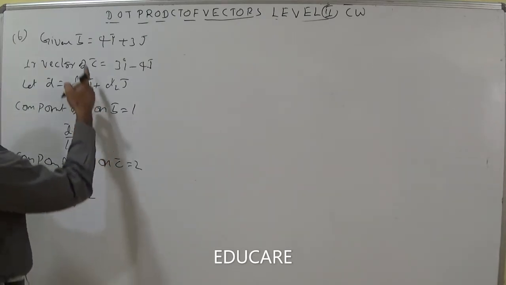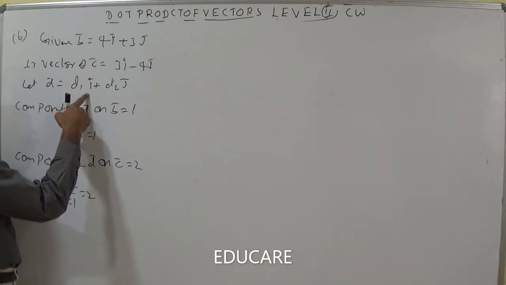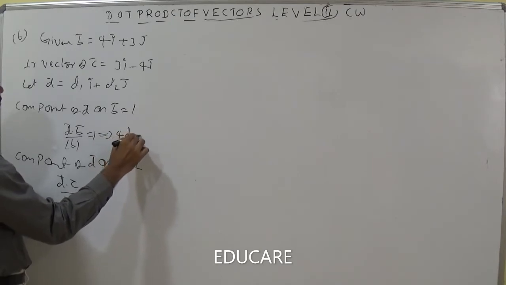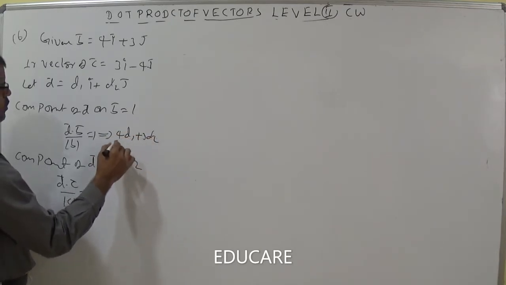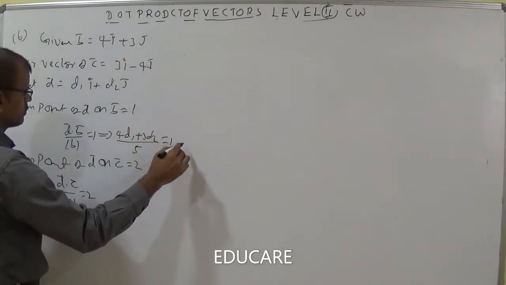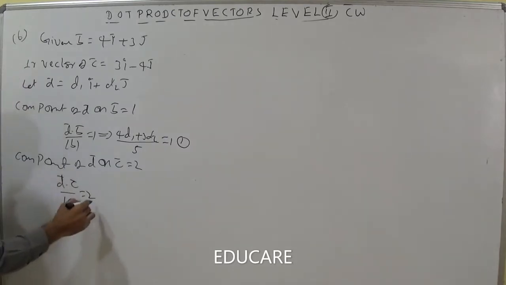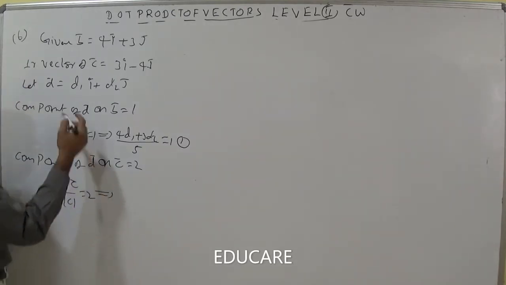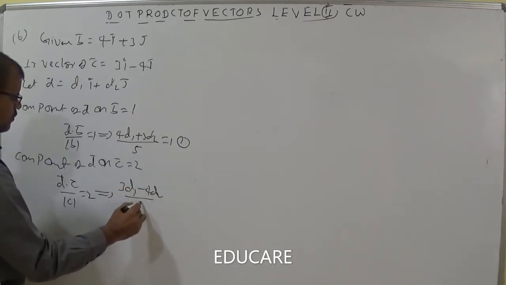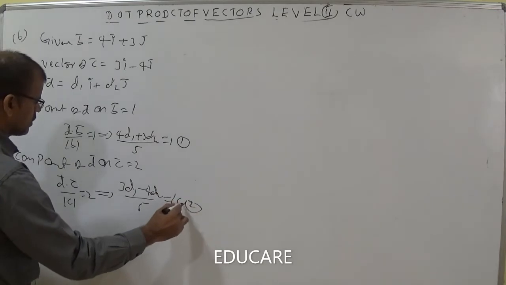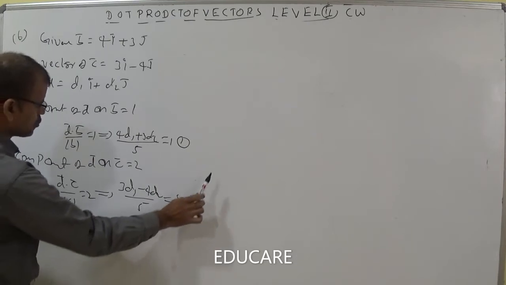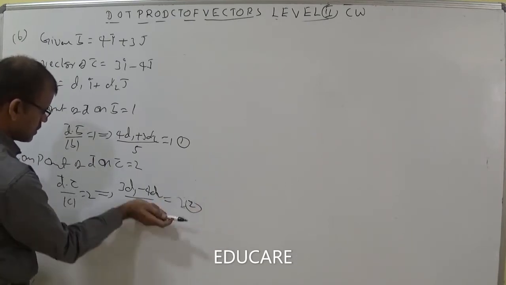So here you can write D bar dot B bar. With D as D1 i plus D2 j, that implies 4D1 plus 3D2 by modulus of B, which is 5, is equal to 1. Let it be the first equation. Next, D bar dot C bar implies 3D1 minus 4D2 by 5 equals 2, so in the next step it becomes 10 for the numerator, and the denominator is 5.